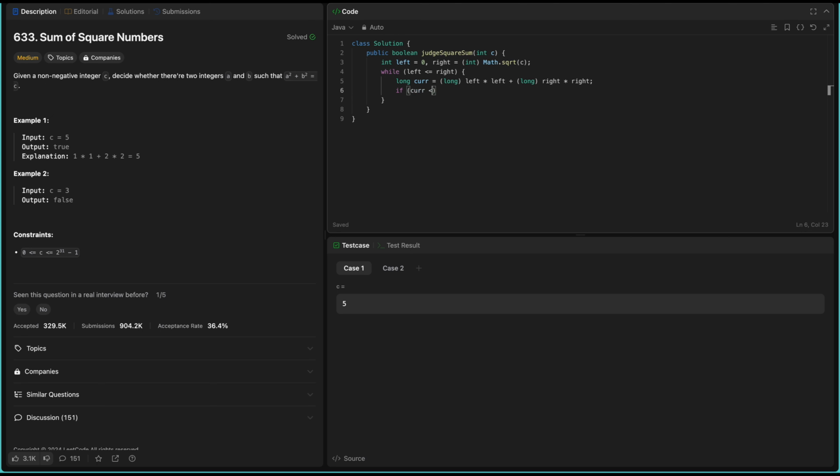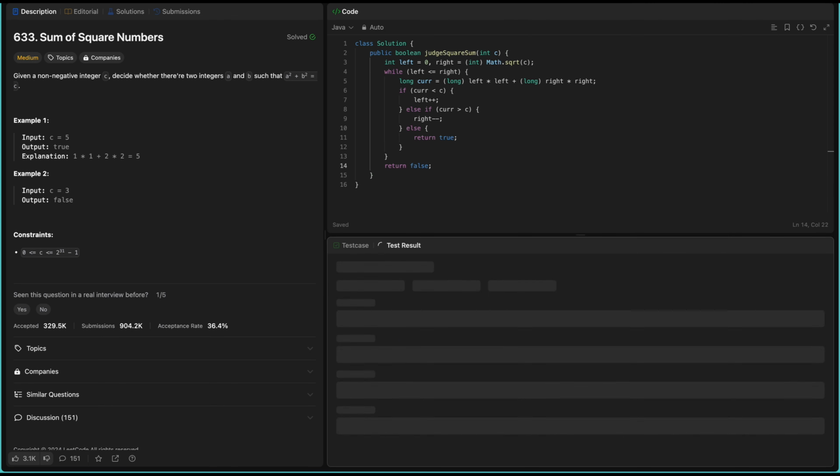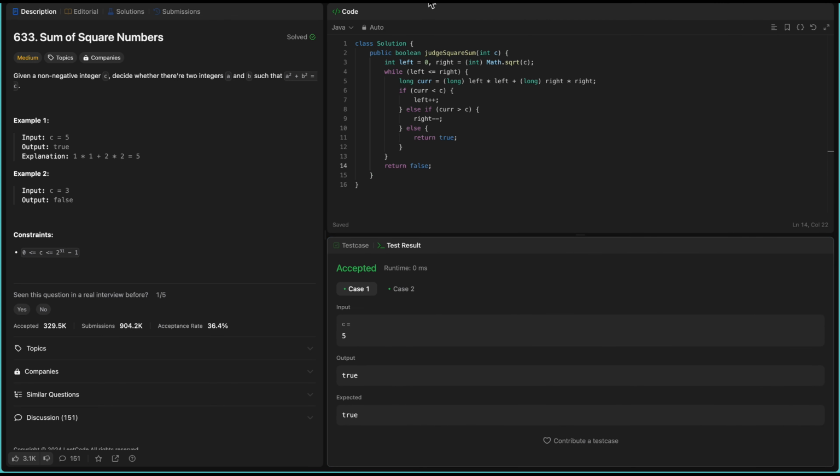Now, if current is less than c, in that case, we will just do left plus plus. Else, if current is more than c, we will just do right minus minus. Else, if neither of the cases is true, that means it's equal. So we will just return true. But if we are out of the loop, that means we couldn't find the pair and we will just return false. Now let's run this code. Awesome. Now let's submit this code.